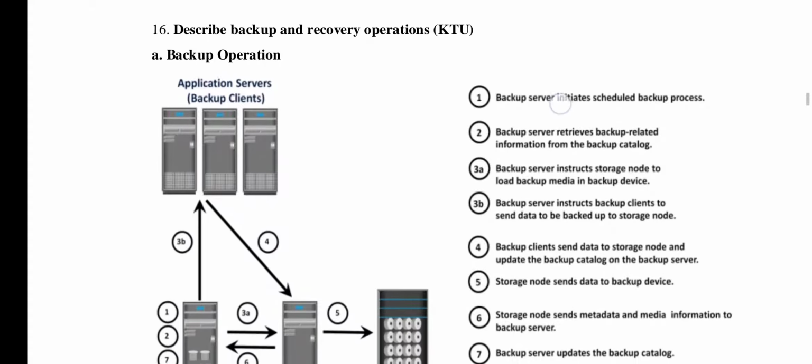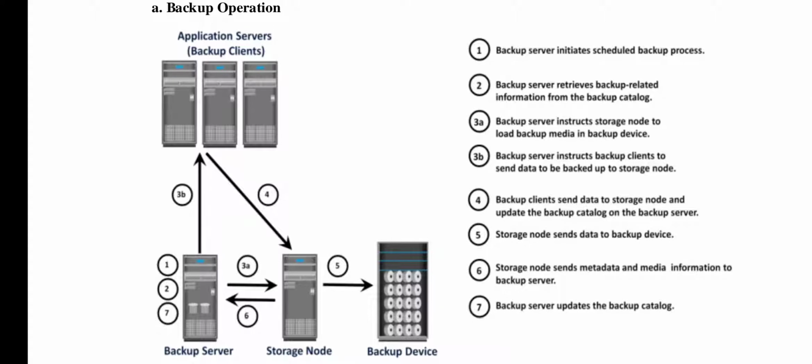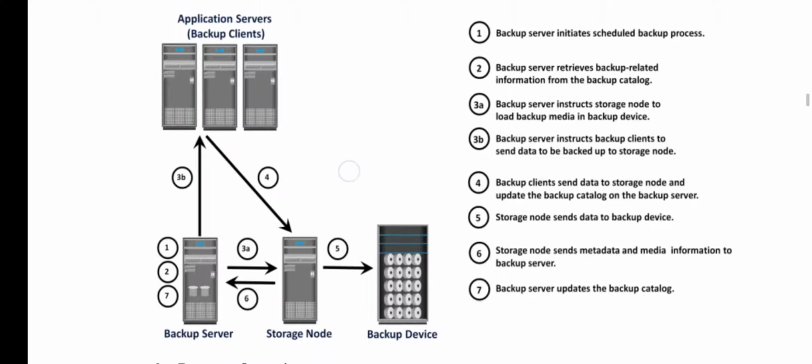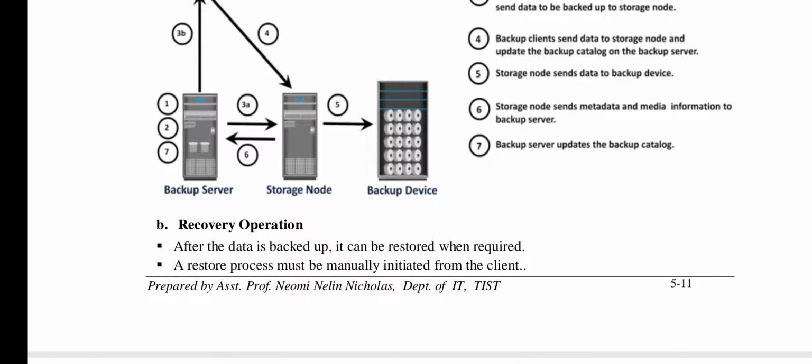Next is describe the backup and recovery operations. It was a KTU question. If we go to the first part, that is the backup operation, you have the architecture figure, just a little different. On top you have the backup clients and below is the backup server. All the steps that I mentioned earlier, that first the backup server initiates the backup process, are given here. Please go through. It's all numbered for easy understanding.